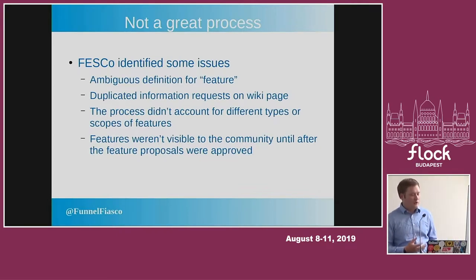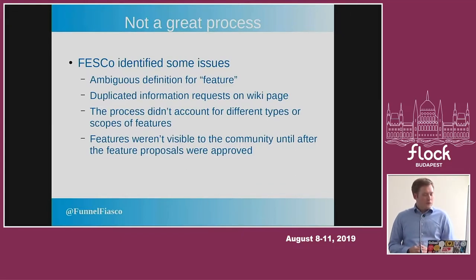So the Fedora Engineering Steering Committee identified a few issues that didn't work about the features process. Feature is very ambiguous. People thought it should be a feature, but it's actually an enhancement. Some people thought it was an enhancement, but it really is a feature. And some people didn't think it was either, but it really should have been one or the other. Nobody really knew what it meant. There were a lot of different wiki pages that all asked for the same information, which was a real pain.